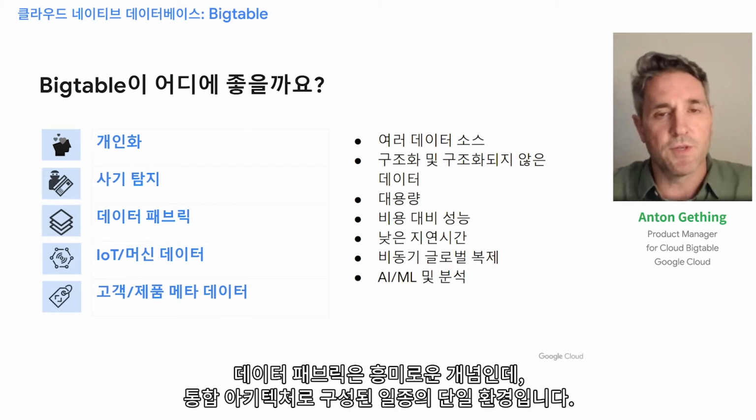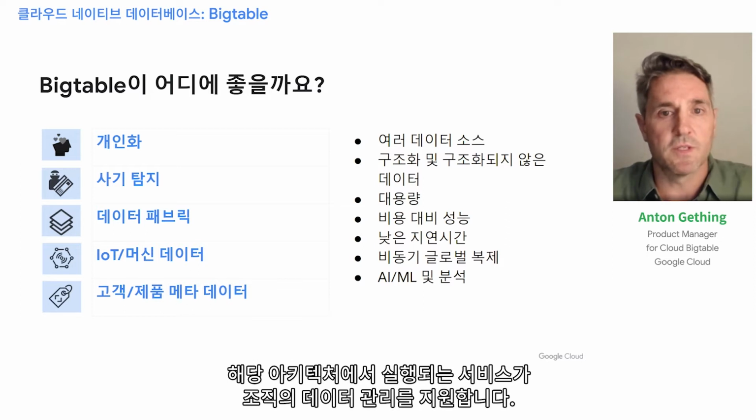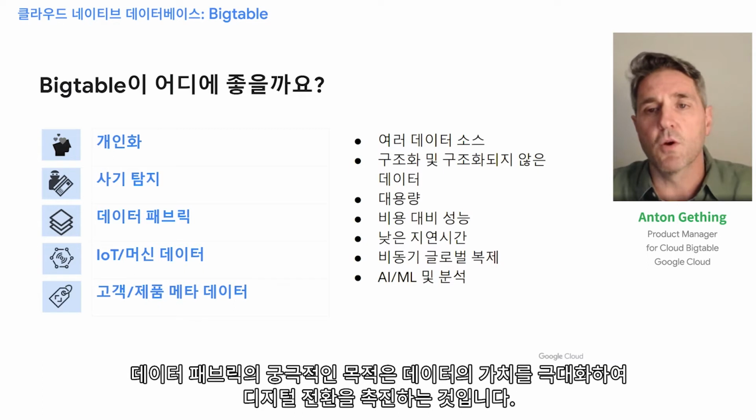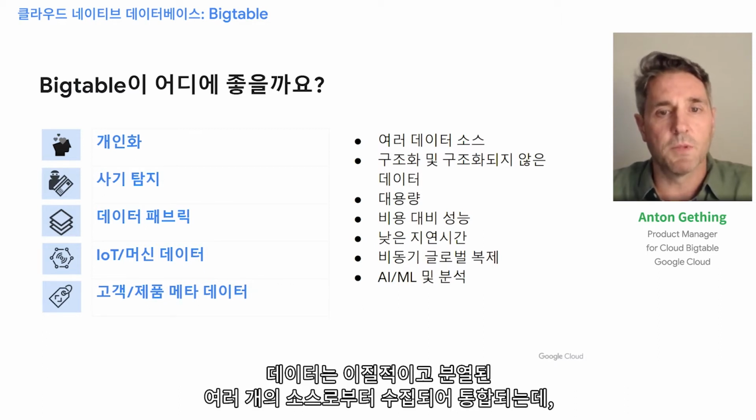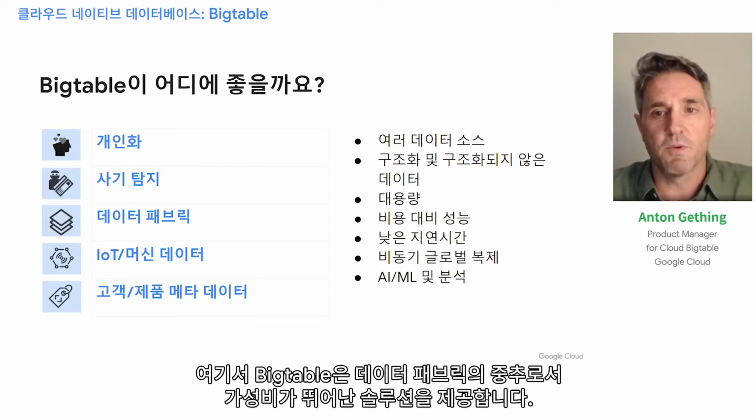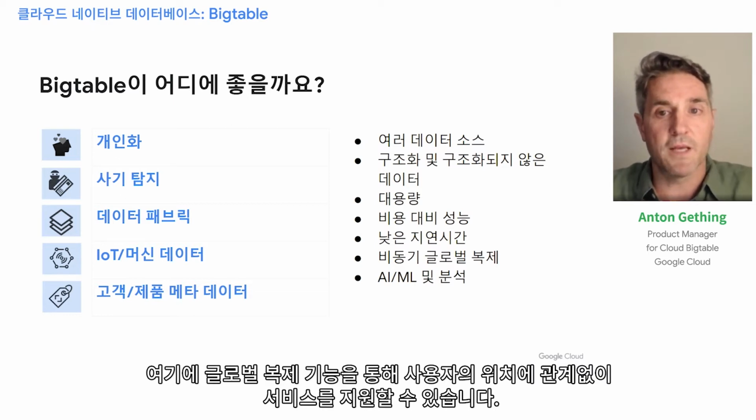Data fabric is an interesting idea and is described as a single environment consisting of a unified architecture, services running on that architecture to help organizations manage their data. The ultimate goal of data fabric is to maximize the value of your data and accelerate the digital transformation. Data is consolidated from multiple heterogeneous and fragmented sources. And here, Bigtable provides a very cost-performant solution as the backbone to your data fabric. And along with global replication, can support services anywhere you are.